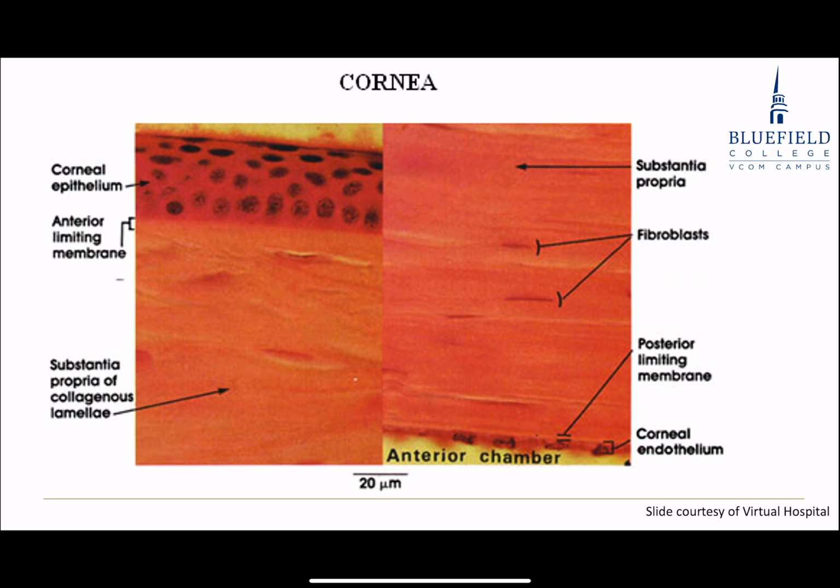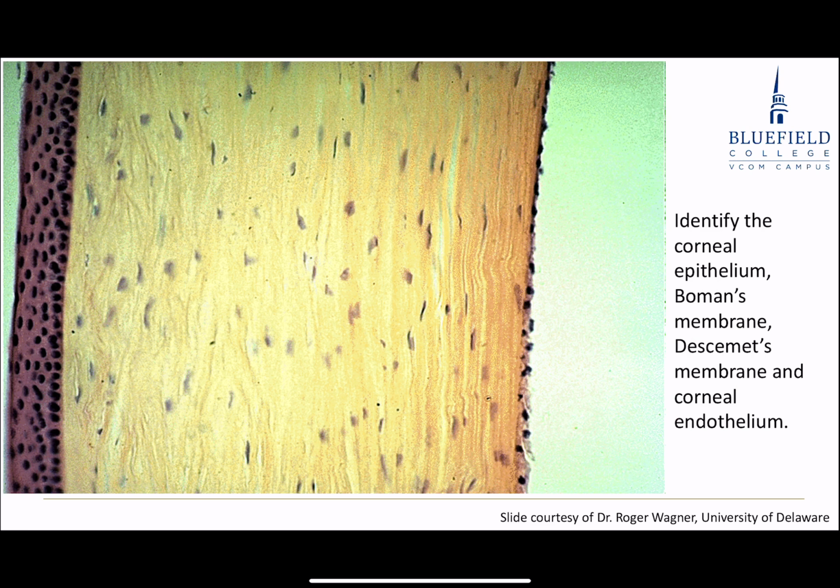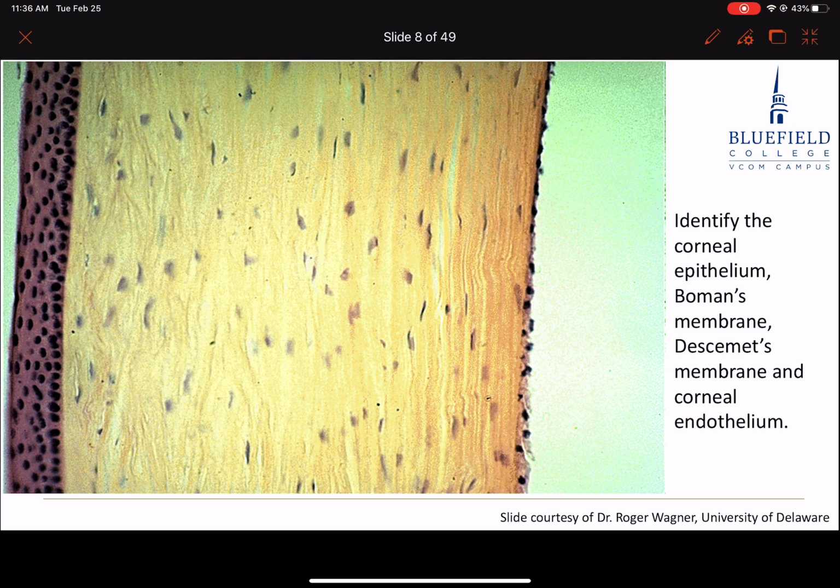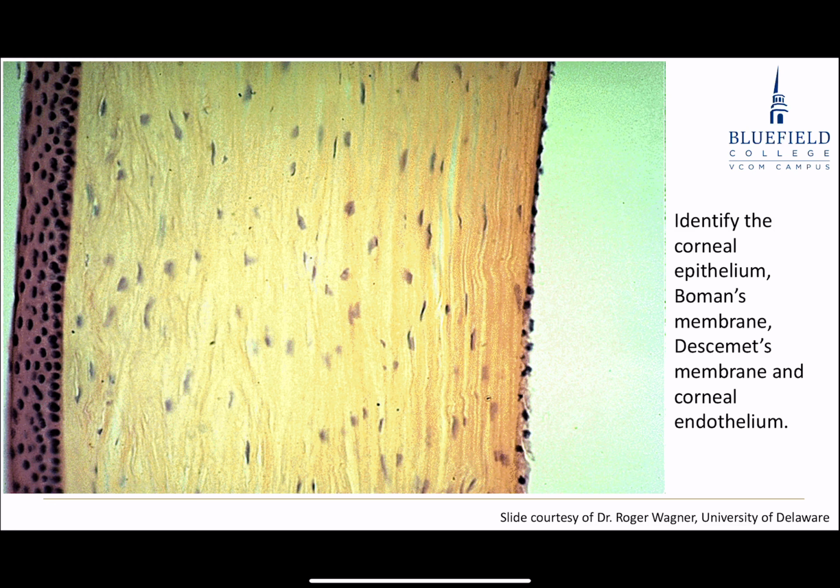All right, same thing here. Outside of the eye is to the left of the screen. What we've got is our corneal epithelium, a rather flattened or not too many cell thick stratified squamous epithelium, and then all of the yellow in here with the nuclei of the fibroblast in it, that would be my stroma, and then here would be my corneal endothelium here.